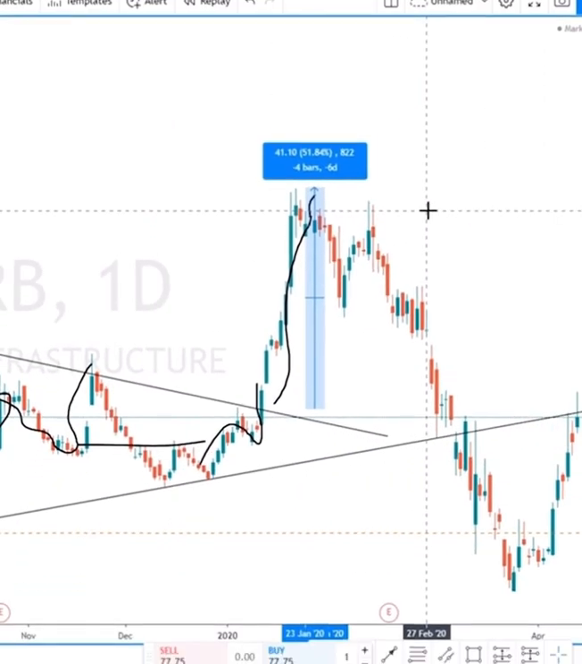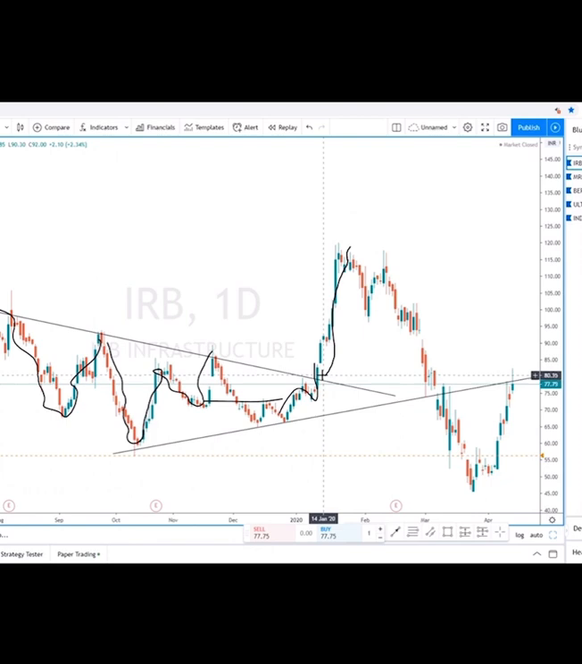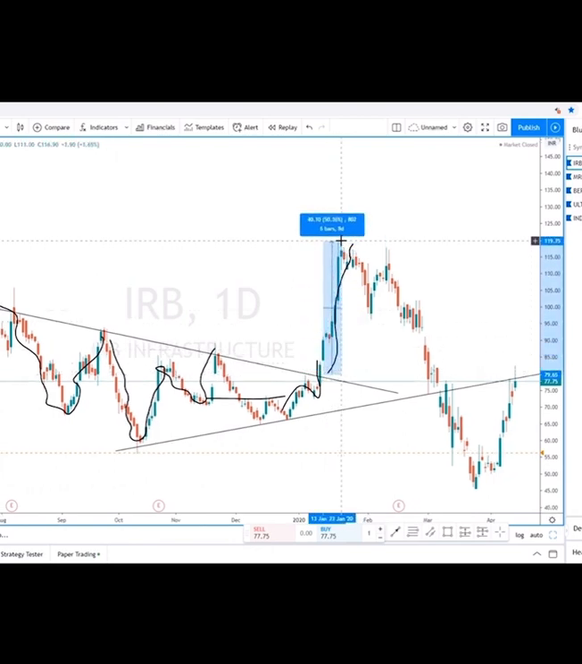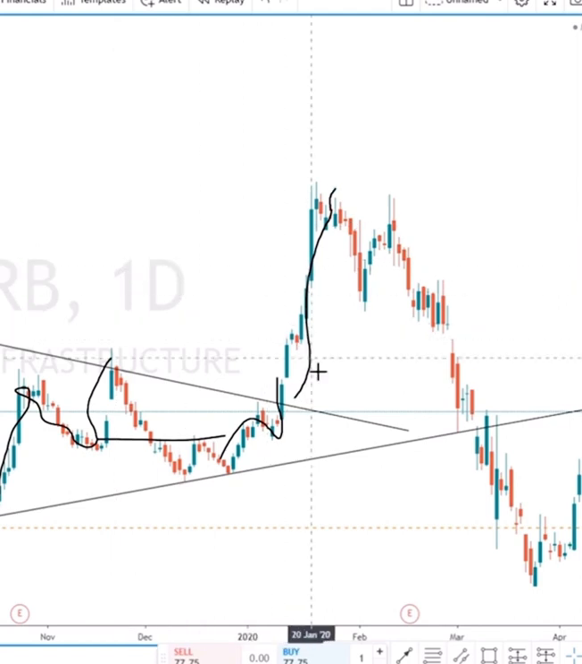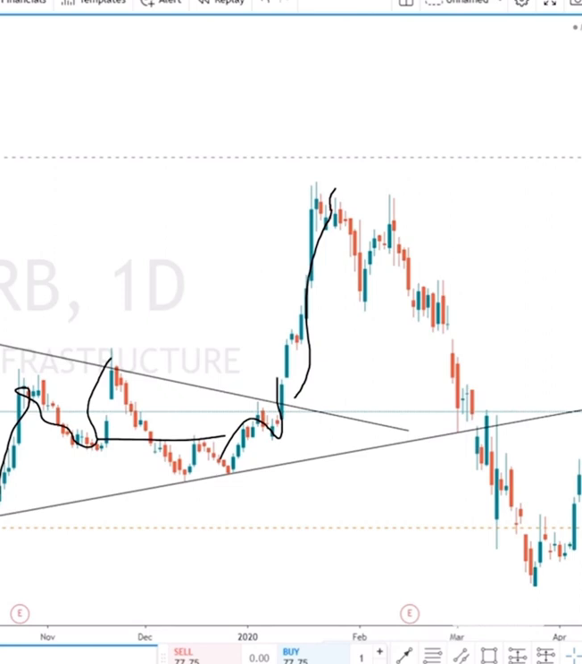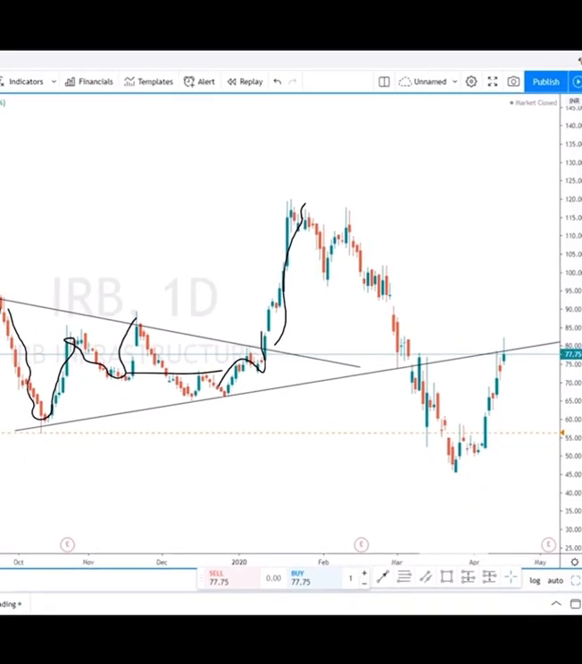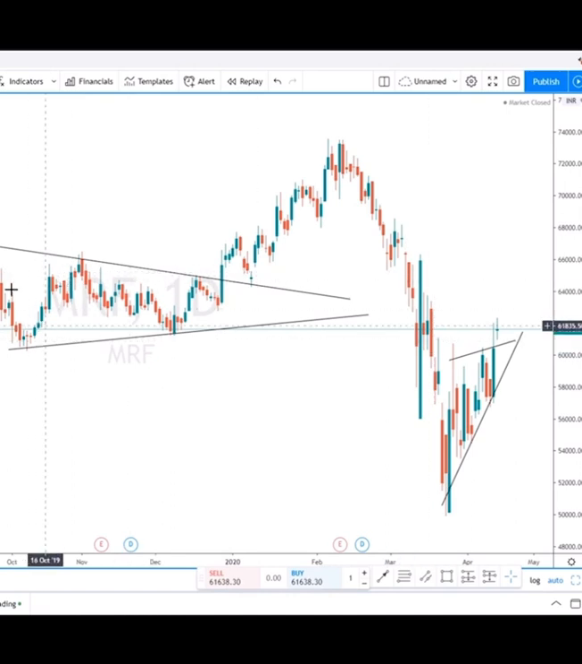51%, guys. 51% move in a span of almost, let's see, almost 50%. Okay, sorry, how long did it take us? 8 days. It took us 8 days to get 50%, which is amazing. Correct. So let me go to the MRF right now. Okay, I have already drawn this.